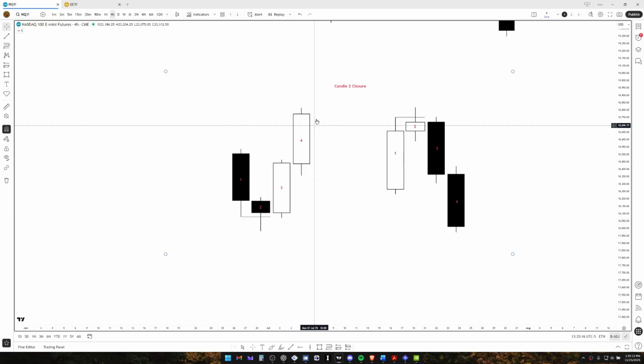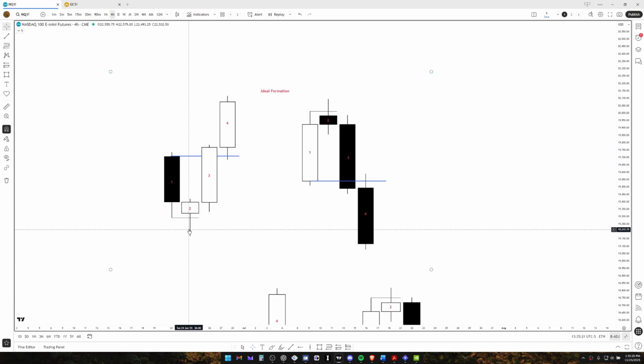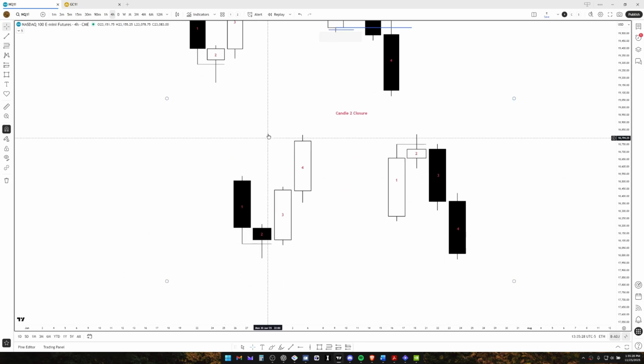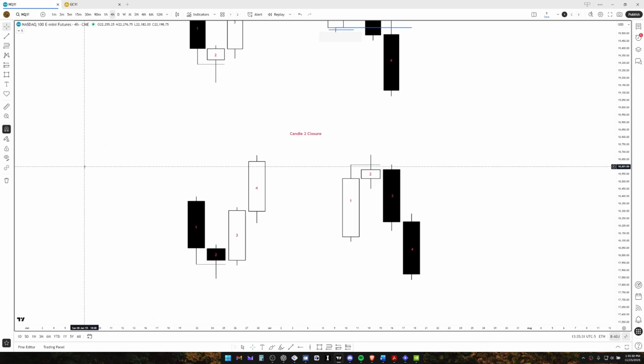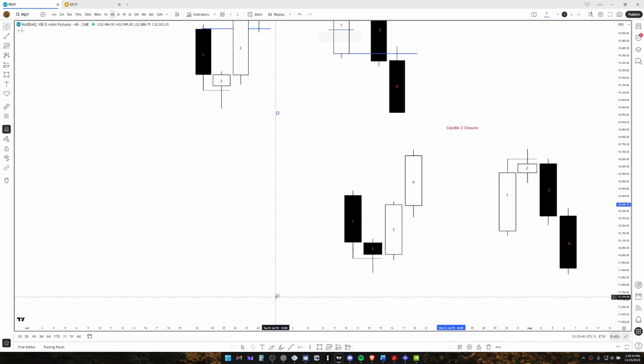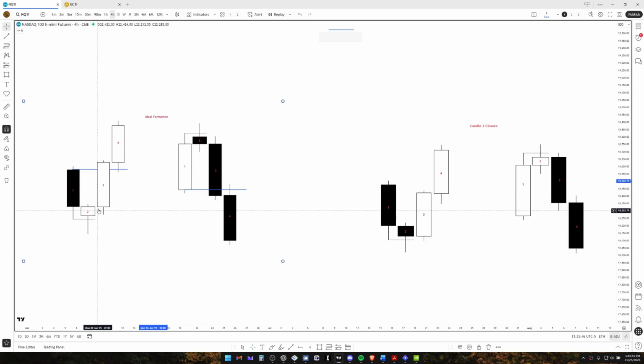Go back to the first one real quick, the ideal. I'm trying to look at the candle closure. This one closes bullish, see how it's closing bullish? And this one closes bearish. That's the difference. That's a candle 2 closure. Same idea, but you see the difference between the two: in the ideal formation, we expand far above, and we can use the order block to continue off of it.